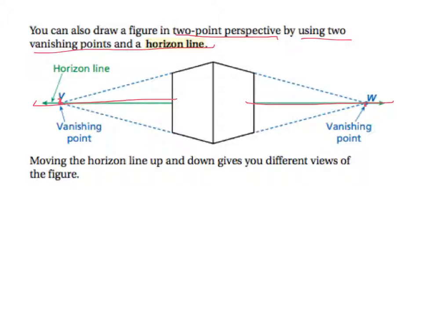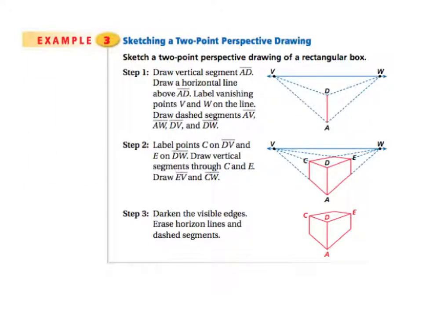We can see two different sides, right? We see this side and this side, right? So there's two different sides. So lastly, we're going to learn how to draw a 2-point perspective. Again, it doesn't have to be perfect, but you want to try your best.